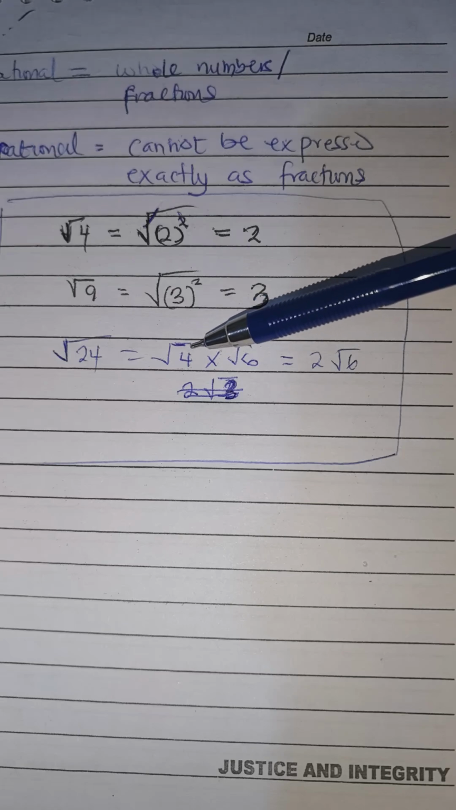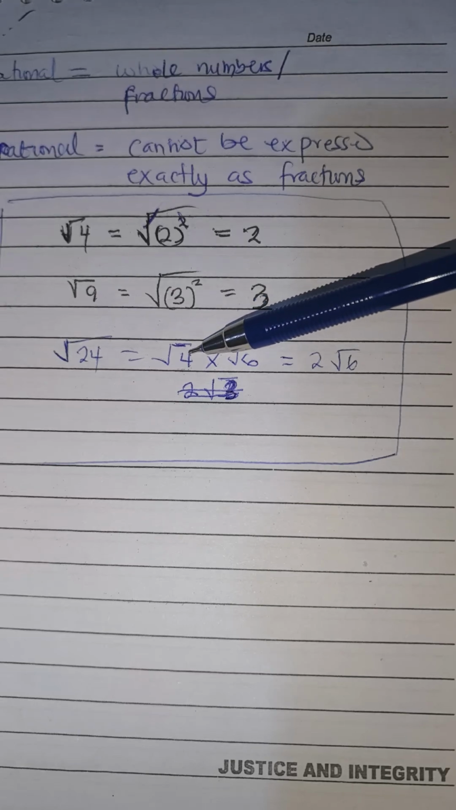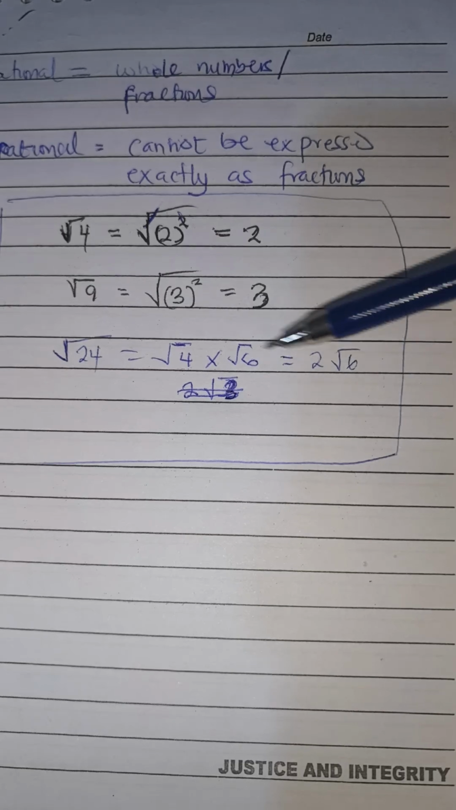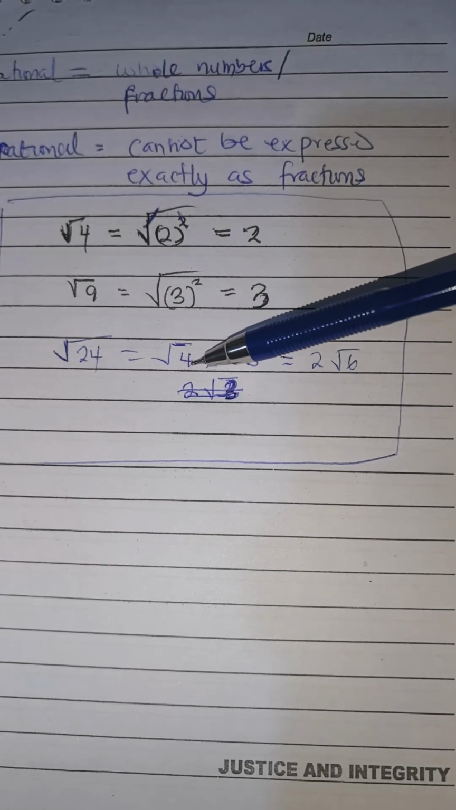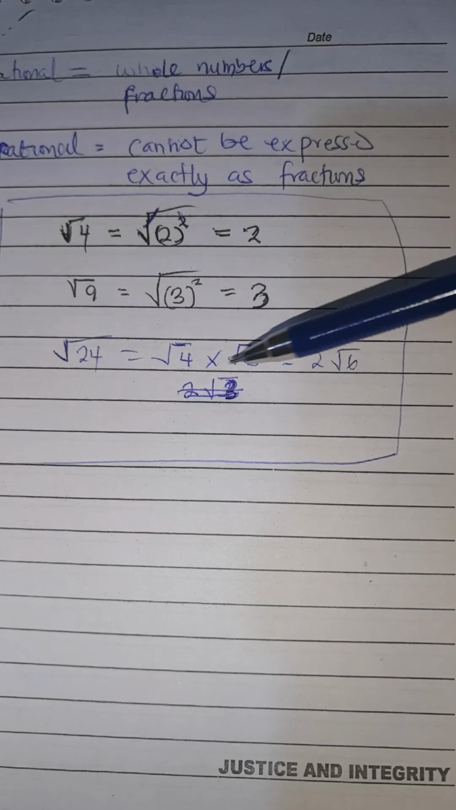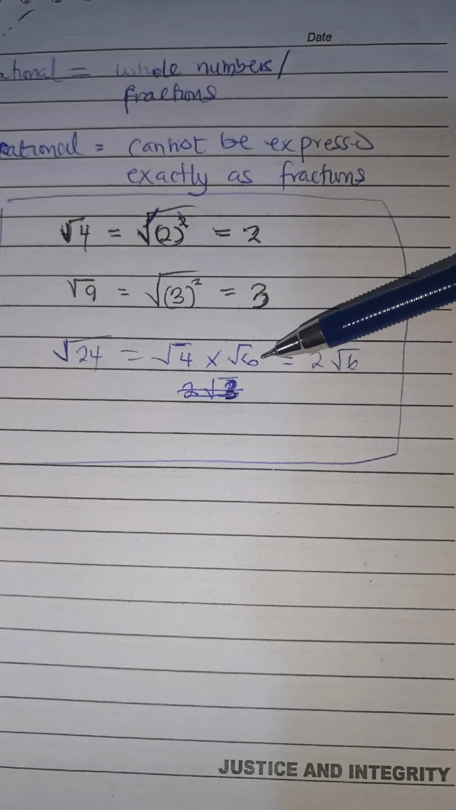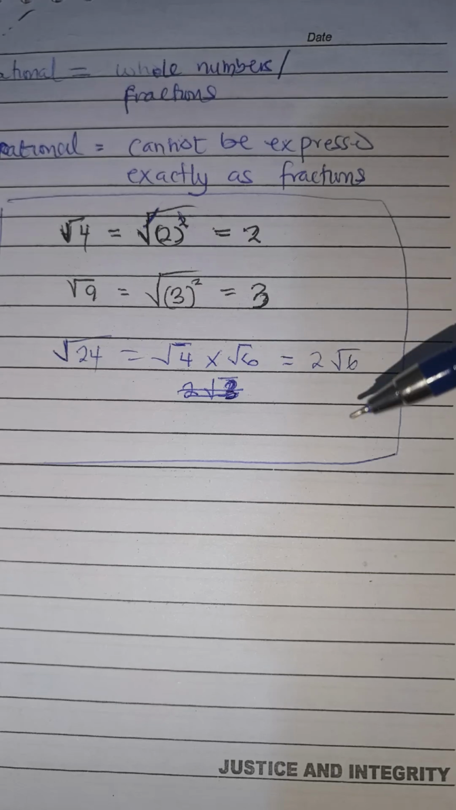So having 4, square root of 4 times 6 will give us 2, because this one, making it 2 to the power 2, will cancel out, leaving 2. Then the 6 remains there, because 6, you can't do anything about it. So that's what we were talking about. So this brings us to the irrational number that we are talking about. So that is it. So let's continue with the other properties.